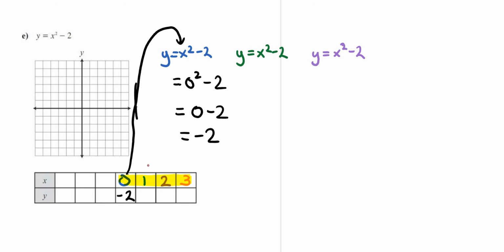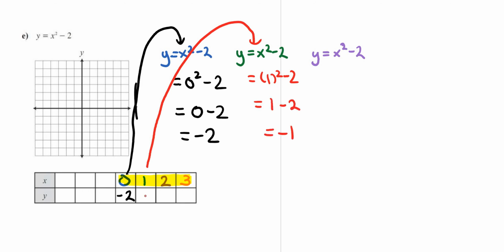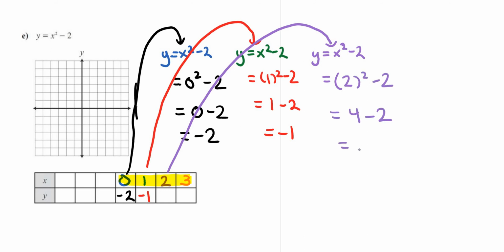All right, and then if I use positive 1 here, that's going to be 1 squared minus 2, and 1 times 1 is 1, and then if I subtract 2, I get -1. So when x equals 1, y is -1. And then if I use 2 here, I would get 2 to the power 2 minus 2. So 2 to the power 2 is going to be 4, and 4 minus 2 is going to be positive 2. Right? And then after that, you can kind of complete the rest.